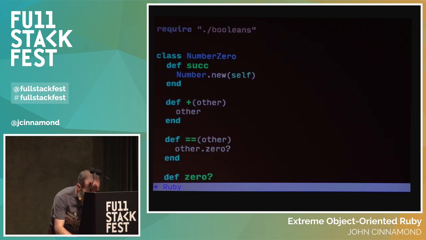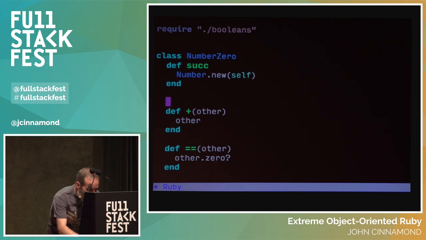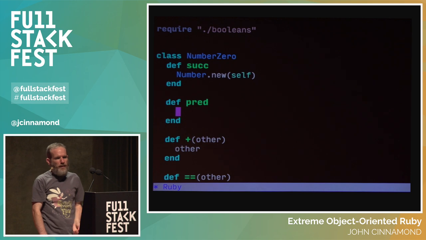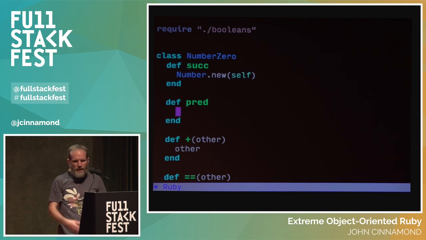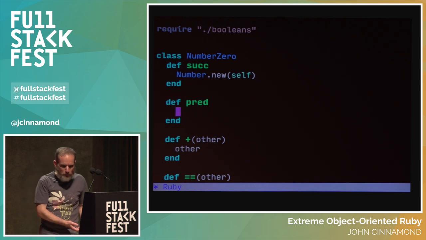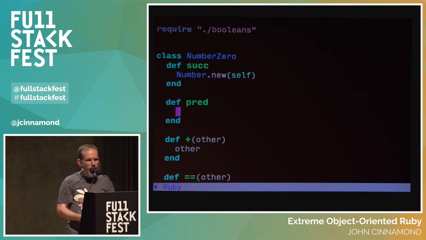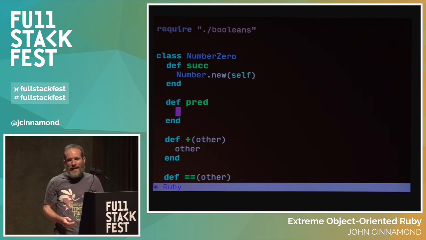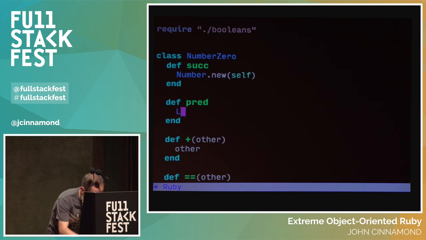So to make this work, we go back to our zero class, and we add a new method called predecessor. So what is the predecessor of zero? Well, I guess we've got integers here, so we could say maybe it's negative 1. But we don't have negative numbers yet. We haven't built those things. And it would take me a little while, and actually it's quite unnecessary. The only thing I need to know about the predecessor of zero is that it's less than zero. So I can just do that. I can say it's a new instance of less than zero.